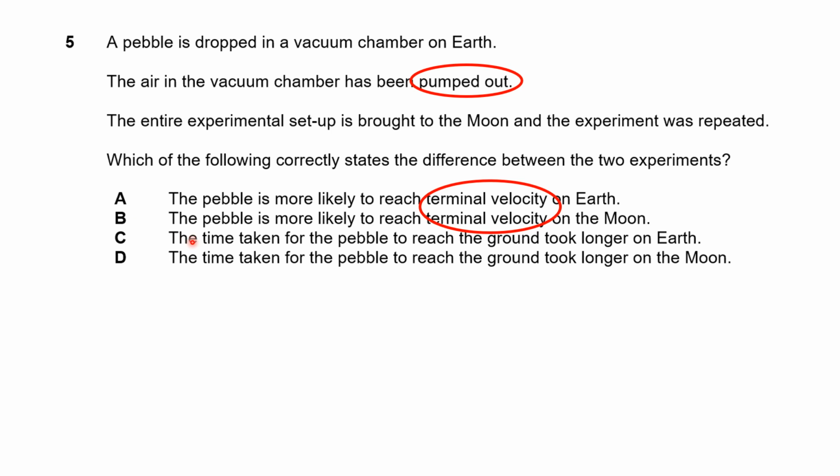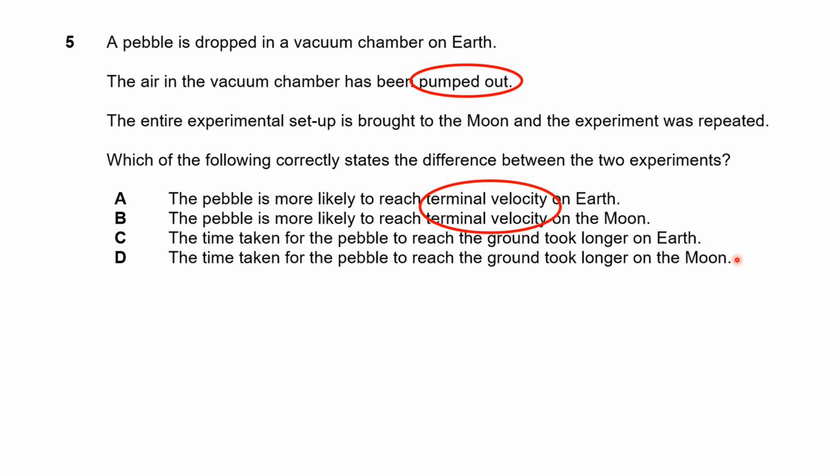For C and D, the time taken for the pebble to reach the ground, we're just asking whether it will take more time to hit the ground on Earth or more time to do so on the Moon. Based on our understanding of the gravitational field strength, we know that the gravitational field strength on Earth is about 10 newtons per kilogram, and that means that objects accelerate at 10 meters per second squared when they are released. On the Moon, it is weaker. You do not need to know exactly what the value is, but for those of you who do remember it, it's about 1.67 meters per second squared, 1/6 that of Earth.